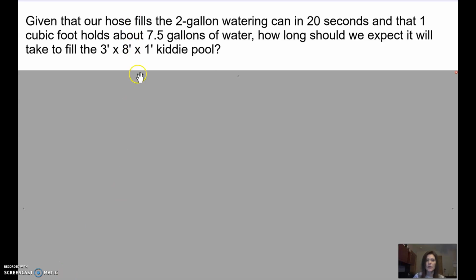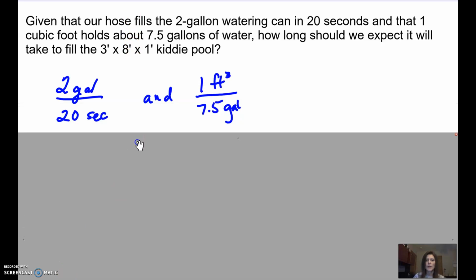Okay, a lot going on there. So first off, what do we know? We know a couple of ratios: 2 gallons to 20 seconds. I'm not sure if I'll use it as 2 gallons over 20 seconds or the reverse, but at least I've got the ratio. The other thing we were told is that 1 cubic foot is about 7.5 gallons. So a cubic foot, 7.5 gallons. I've got two ratios that are going to help me solve this.